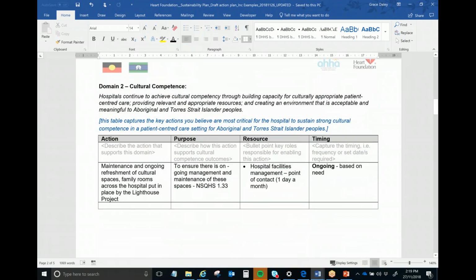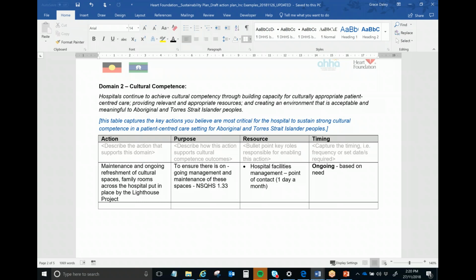The next domain is around cultural competence. This is where hospitals continue to achieve cultural competency through building capacity for culturally appropriate patient-centred care, providing relevant and appropriate resources, and creating an environment that is acceptable and meaningful to Aboriginal and Torres Strait Islander peoples. In essence, culture plays out in many different ways within the hospital setting, but it's ensuring that people understand the consequences and put in place practice, behaviours, and attitudes, and create an environment that is welcoming to Aboriginal and Torres Strait Islander people, much of which has been done through your own consultation and discussion within the communities that you work in, because that will vary. We recognise that this is a really important area, and we want to capture the actions that show how your hospital has implemented and driven effective culture to support this type of activity.